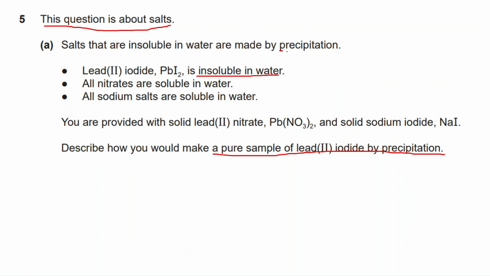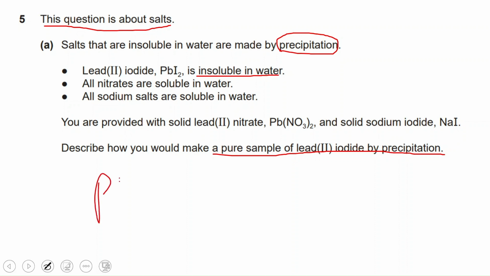So we have to make use of the precipitation reaction, and I'll just tell you the pointers. The first point will be that in the precipitation reaction, we have to use two soluble salts, which in this case would be lead nitrate and sodium iodide. And basically we have to put them together in a beaker and just mix them. When you do mix them, the double displacement reaction will take place. You have to write down the equation as well.